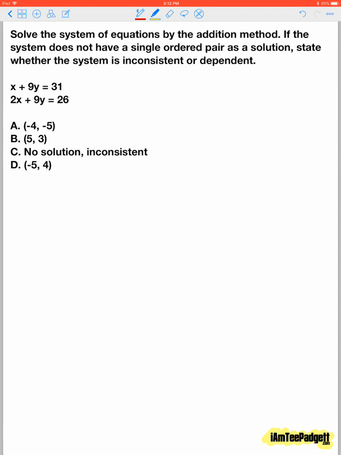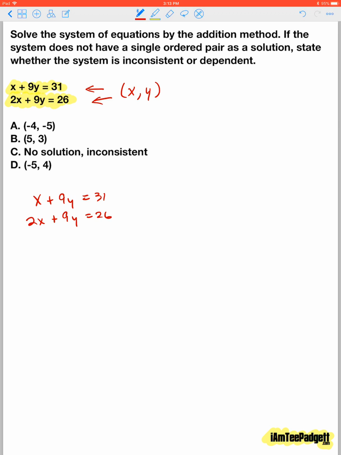In this particular example, they want us to solve this system of equations by using the addition method. The two equations they have given us to work with are x plus 9y equals 31 and 2x plus 9y equals 26. First of all, we are looking for values of x and y that satisfy both equations. So let's bring our equations down so that we can work with them. We have x plus 9y equals 31 and 2x plus 9y equals 26.